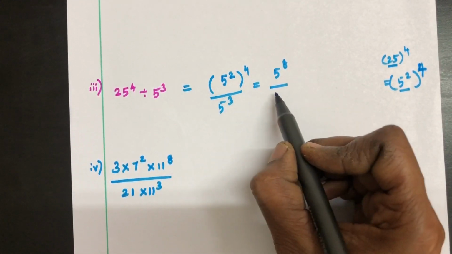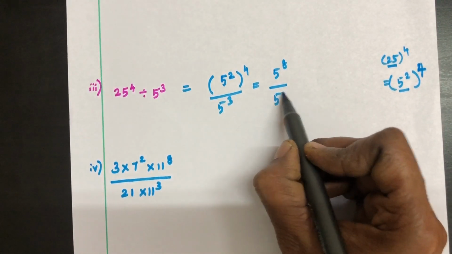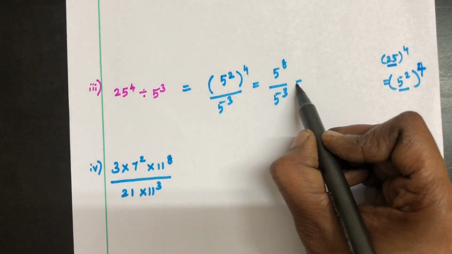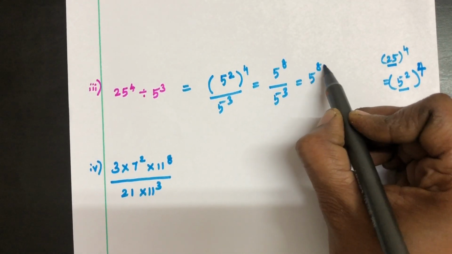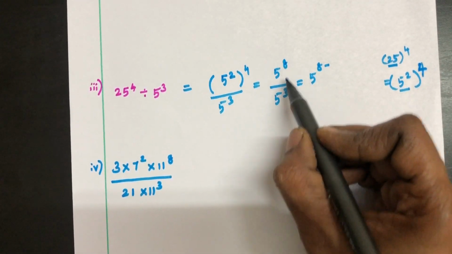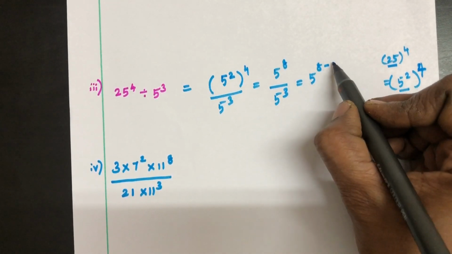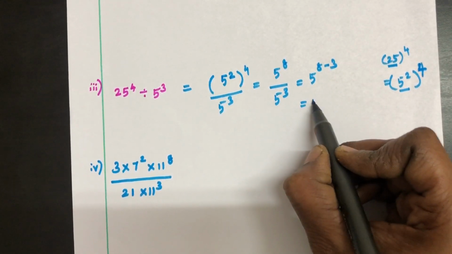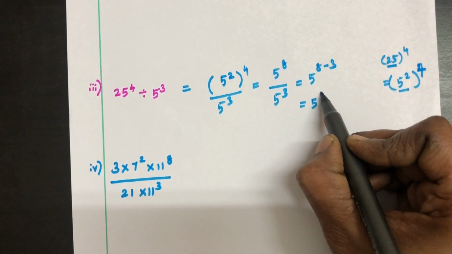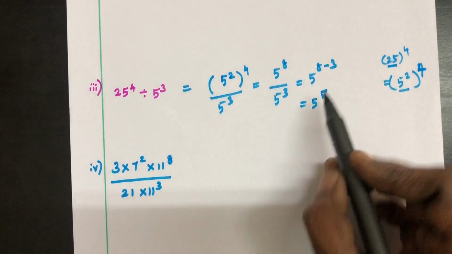Just multiply the power of power. 5 cube. In division, what we need to do? We can subtract the powers from numerator power to denominator. So this will give you 5 power 5. Correct? This is the answer.